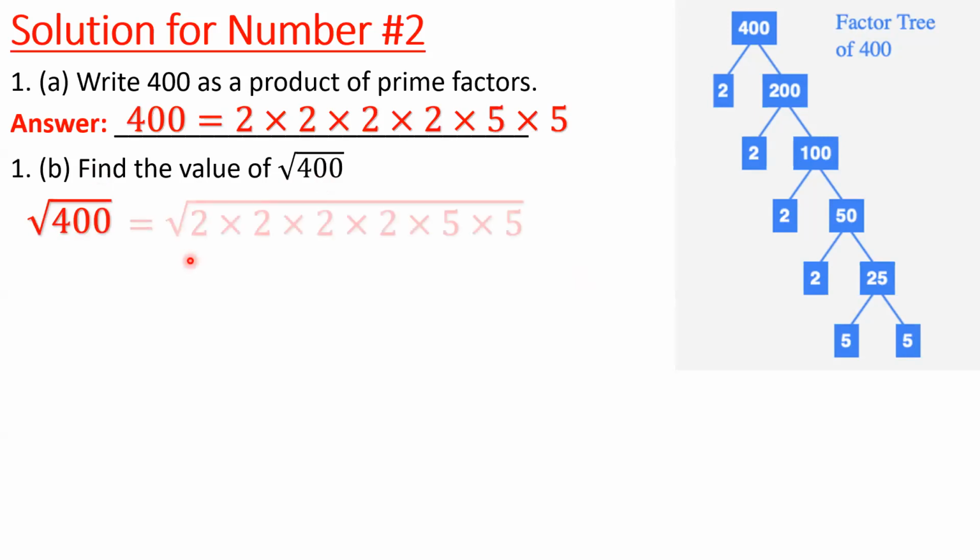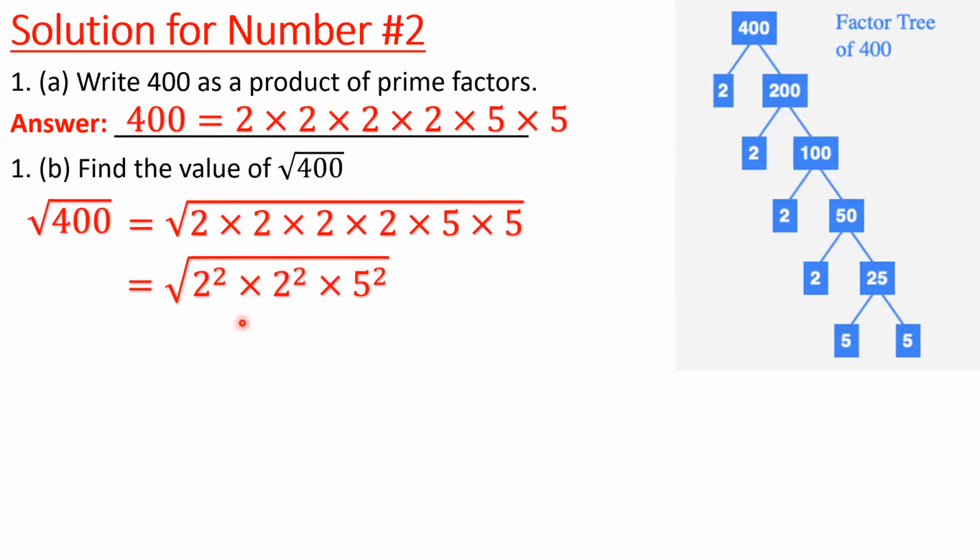Okay, so 400 prime factorization is 2 times 2 times 2 times 2 times 5 times 5. What are we gonna do at this point? We're gonna group them. We're gonna square, so that'd be 2 squared, and 2 squared again, and 5 squared.